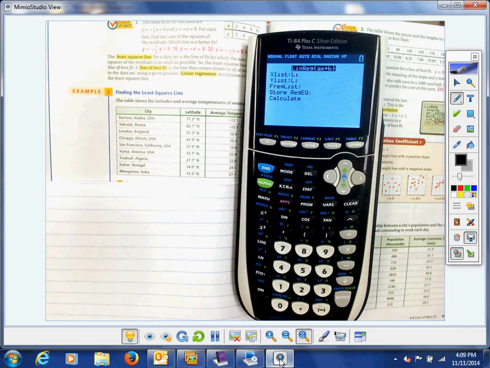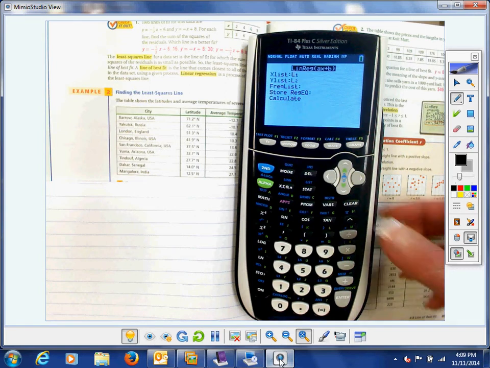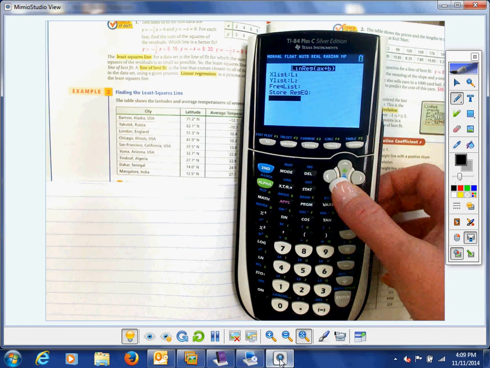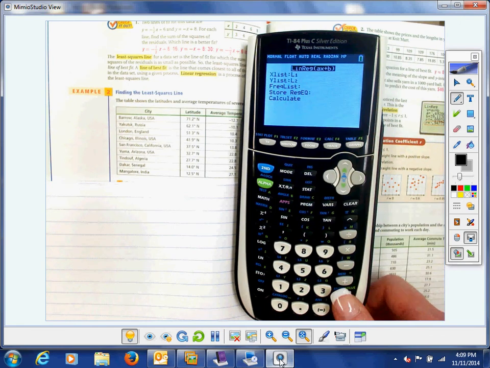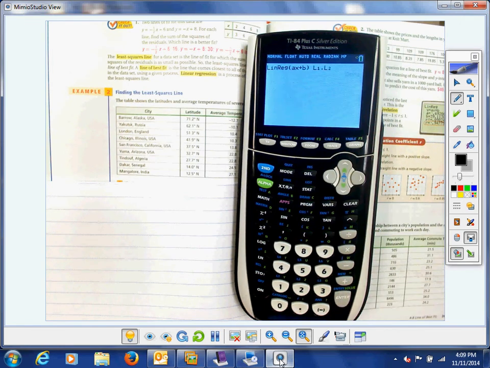If you have a TI-84 plus C Silver Edition, your screen's going to pop up this way. And what I need you to do is arrow down until the word calculate is highlighted and then hit enter. For everyone else, just hit enter again, and what should pop up is y equals ax plus b, and then they're going to give you the numbers that a represents and b represents. There's a couple of other numbers there. Just ignore the r squared and the r for right now. I will address those in the next example.